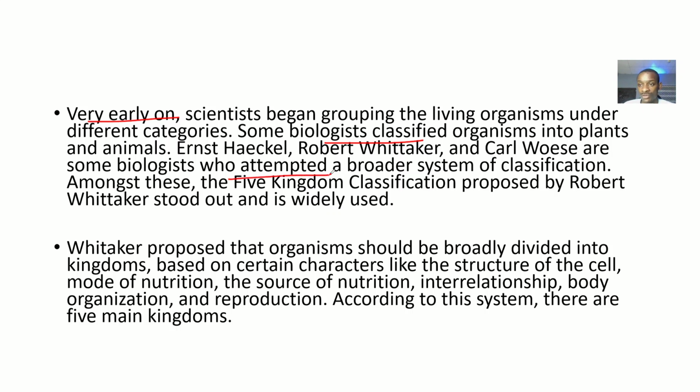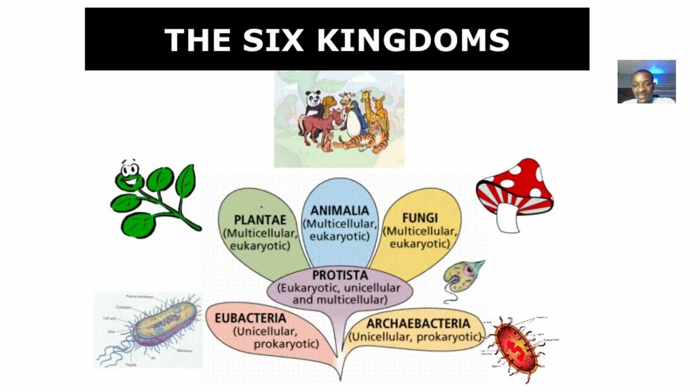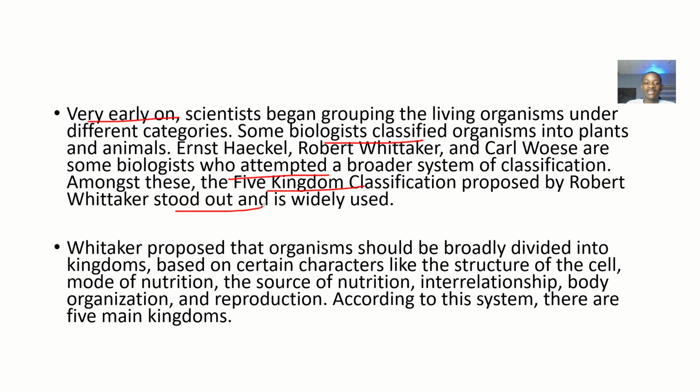of classification. Among these, the five kingdom classification proposed by Robert Whittaker actually stood out and is still widely in use, right? So here we are having six, but don't panic. It could be that something was added later.